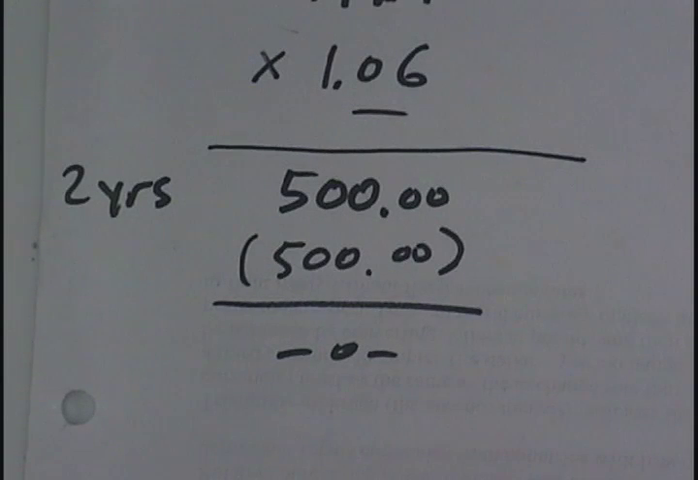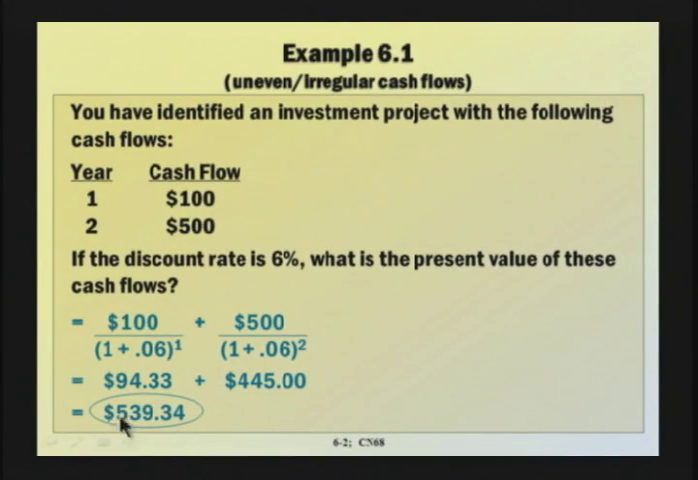So we always want to think about present value as being an idea of indifference. I'm indifferent between the $539.34 today or $100 1 year from now and $500 2 years from now. So these two future cash flows are worth the same as $539.34 in today's dollars. I just discounted those and added them together and got the $539.34 present value. If I pay this amount today for an investment that gives me those two cash flows in the future, I will earn a 6% return on the amount that I invested today.